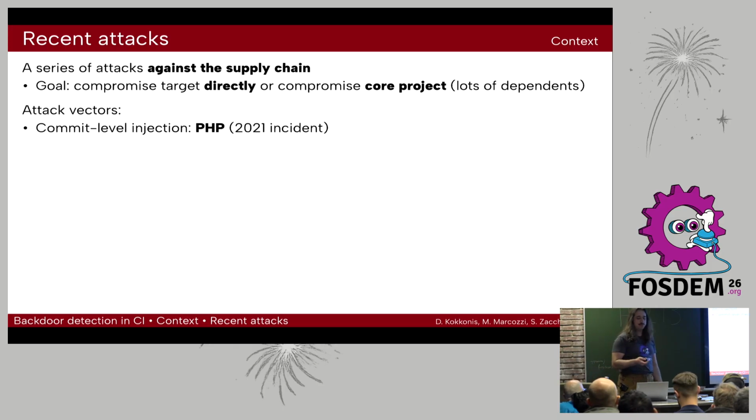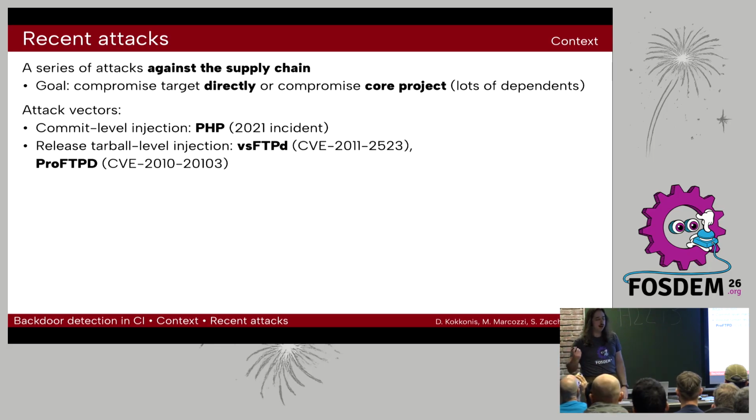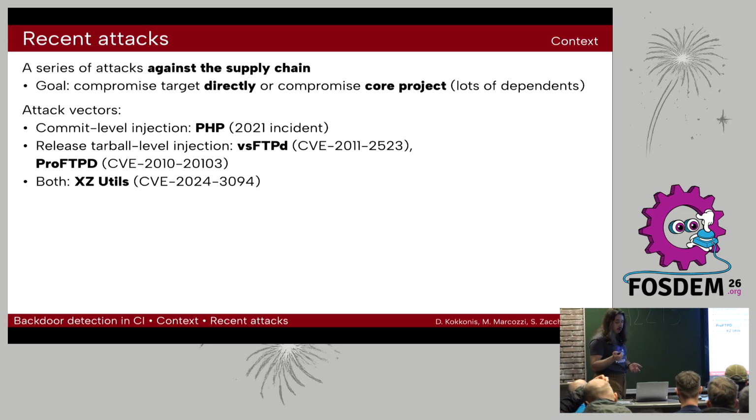The attack vectors that we've seen in real life are either people trying to push some malicious commit, as was the case with PHP, where people just hijacked some Git accounts and managed to push commits. Or you go the tarball route, where you replace a legitimate release tarball with an infected one containing a backdoor, and that's what happened with VSFTPD and ProFTPD. And then you have xz utils, which is kind of both, and it's even worse because it's somebody who's supposed to be a trusted maintainer.